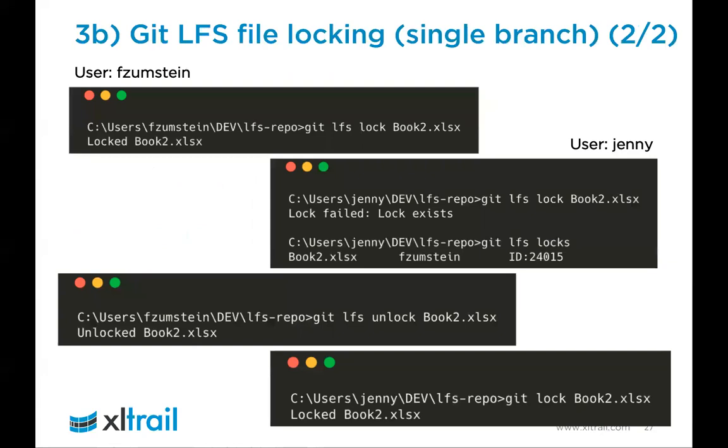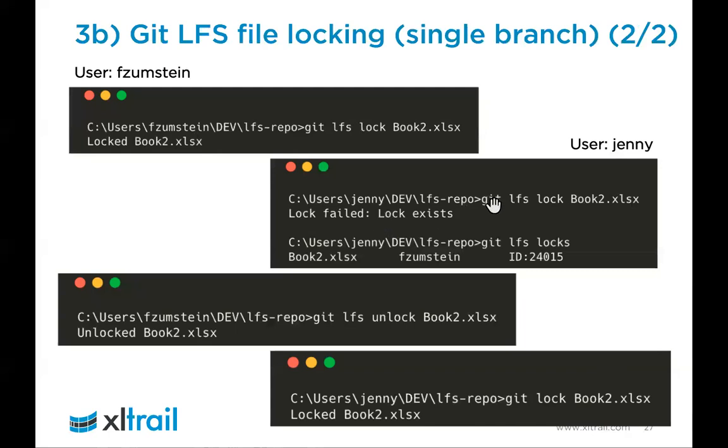So this slide now looks at the workflow of how we can lock an Excel workbook by using Git LFS. The user here, that's me on the left-hand side, and I'm working with Jenny, my colleague, who is shown on the right-hand side. So I go into my Git LFS repository, I say git LFS lock, and then the name of the file. And then Git LFS confirms that I have locked my book 2 successfully, here in the screenshot.